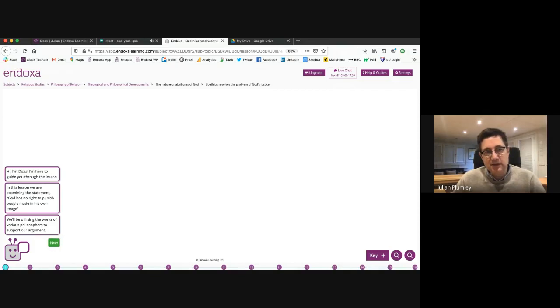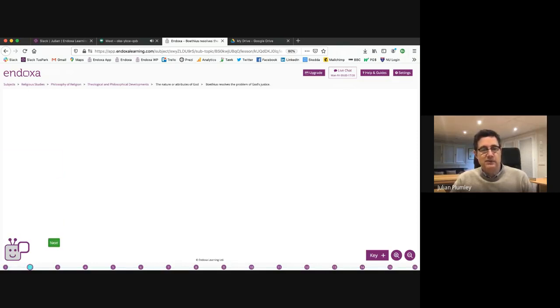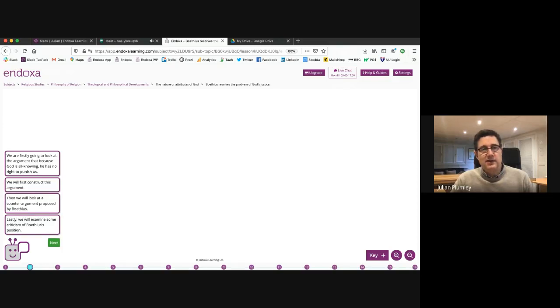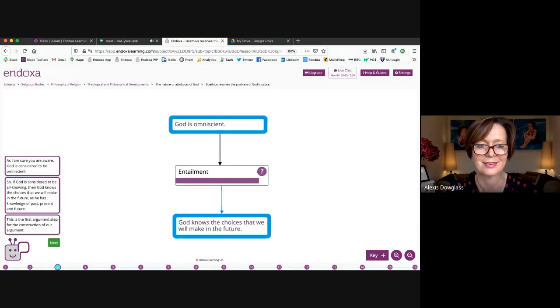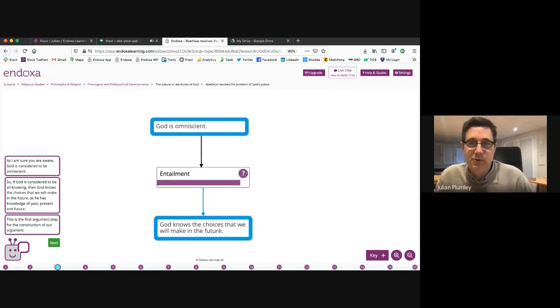Okay, so I'll start here. There's a little bit of introduction here on the bottom left, as usual. Actually, 2 steps worth of it. So we're going to look at the argument that because God is all-knowing, omniscient, he has no right to punish us. And then we'll look at the counter-argument proposed by Boethius. And then lastly, we'll look at a little bit of criticism of Boethius. And I like the fact that the green flashing next sign kind of flashes away to remind us that we click on that. Yes, we have tried to put in 1 or 2 features to show you what to do next.